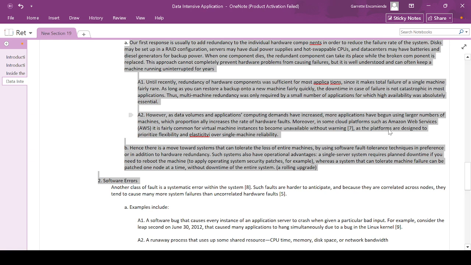Moreover, in some cloud platforms such as Amazon Web Services, it is fairly common for virtual machine instances to become unavailable without warning. So as you increase machines, of course you will increase faults because each machine has a corresponding percentage of fault in it. It's just the nature of complexity. The more hardware you have, the more complex it is. So that's called distributed systems complexity. The more it is, the more complex it is to track whatever is going on in the system.